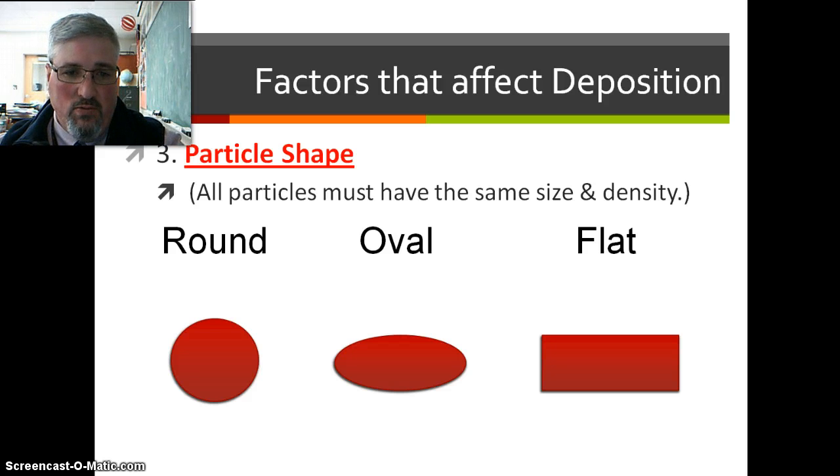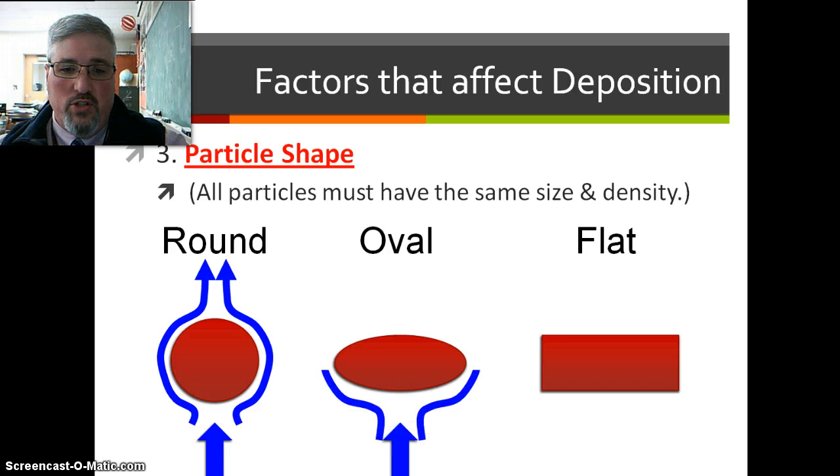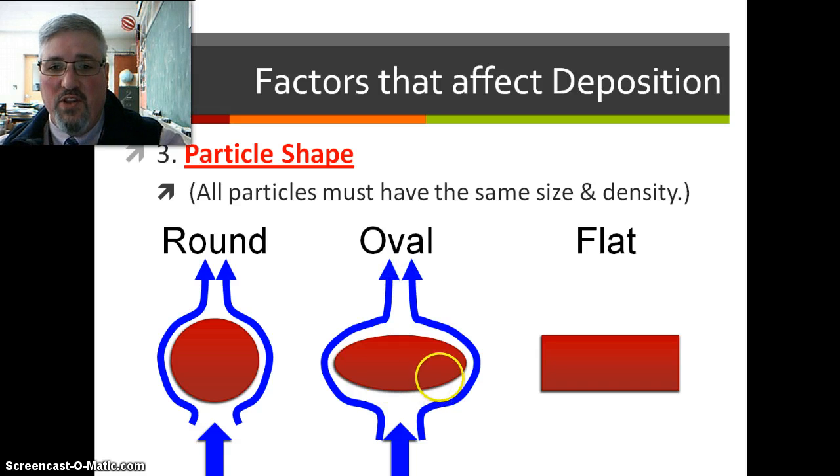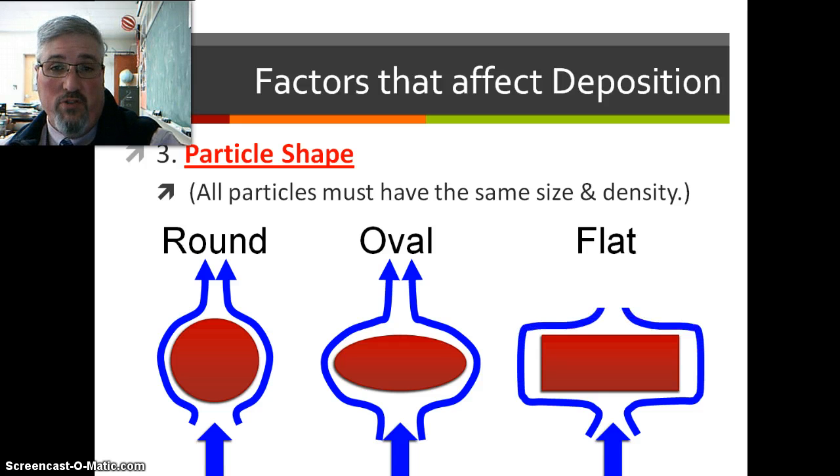So let's look at the round particle. There goes the water. The water came up and it moves around the particle. The water moves around the particle fairly easily. If you look at the oval, is it going to take longer, or is it going to take less time for the water to go around the oval? Well, since it's wider, it's going to take longer, so it'll take a little bit more time for the water to move around there. And then if you look over at the flat particle, this is the flattest, so it takes up the most area, so it's going to be the longest time for the water to flow around it.